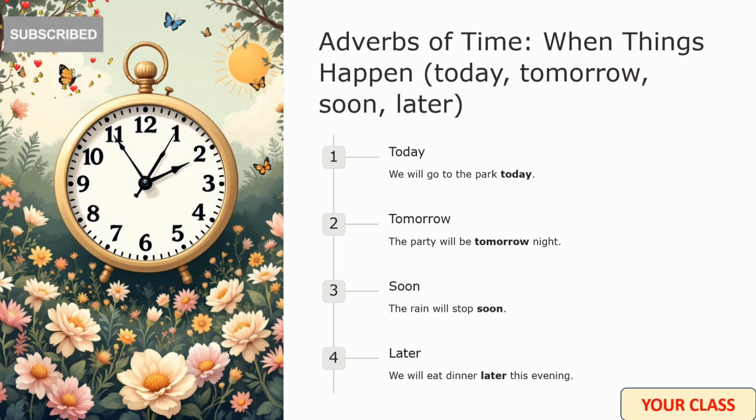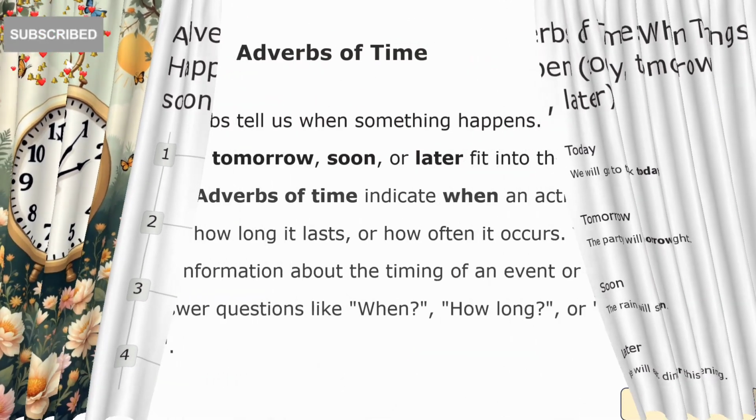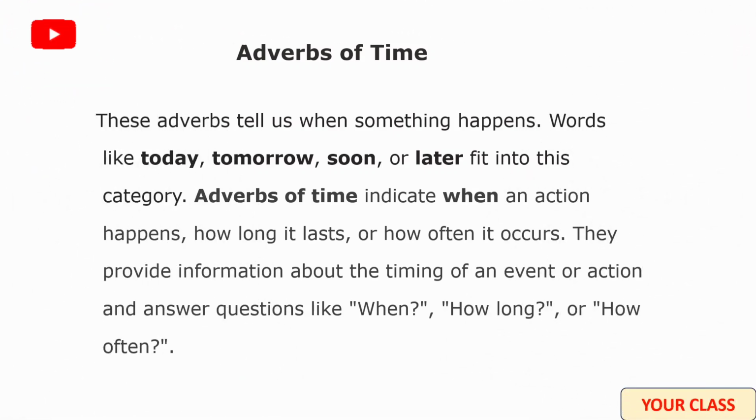Now, guess what are the adverbs in the sentences? The highlighted words are the adverbs in these sentences. Now we understand it much better. What are adverbs of time? These adverbs tell us when something happens. Words like today, tomorrow, soon, or later fit into this category.